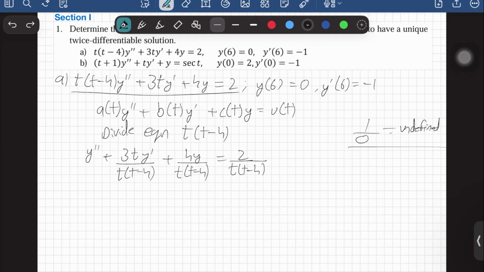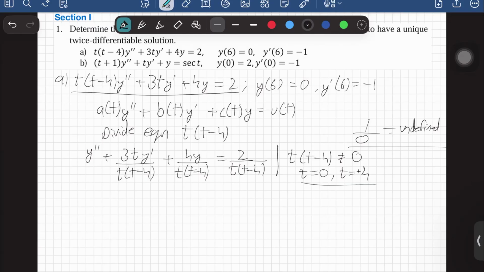So for that, we know t times t minus 4 cannot be equal to 0, and that happens at points where t is equal to 0 and t equals 4, to be precise, right? So these are the points at which the equation fails. These are the problematic points.